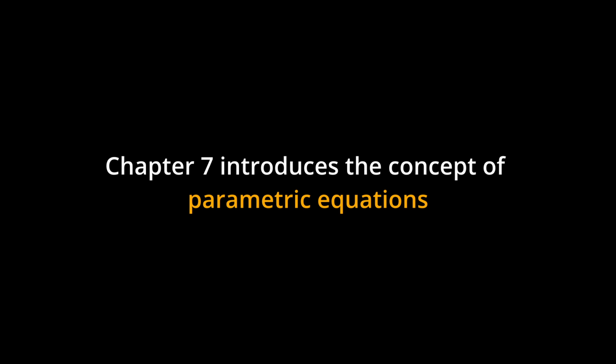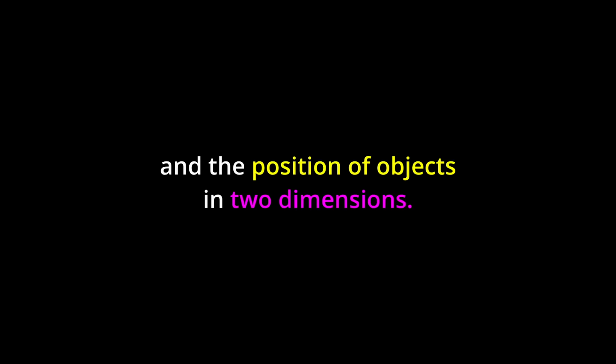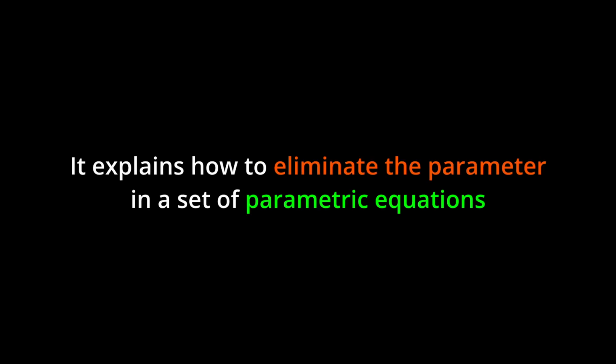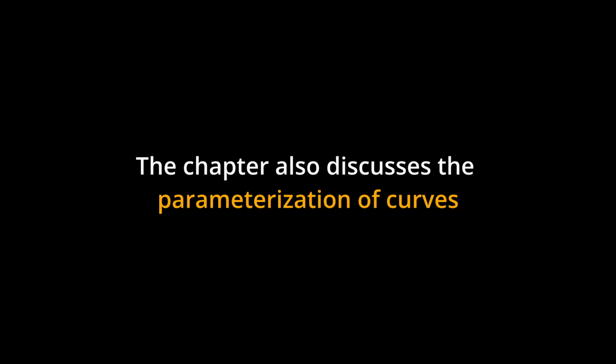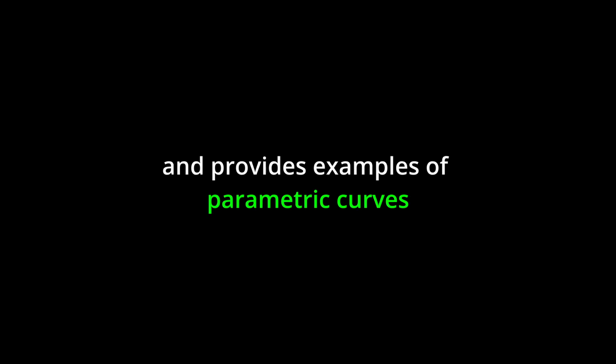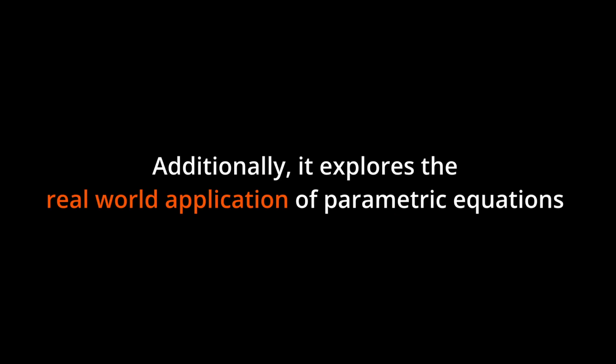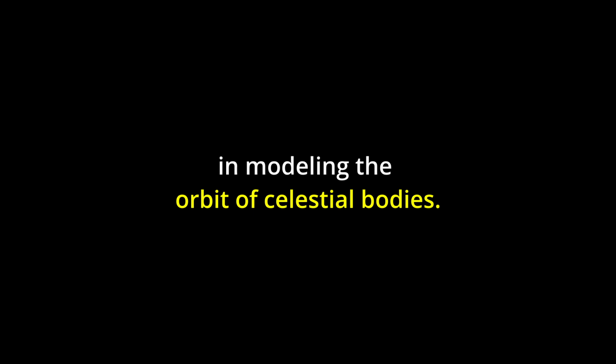Introduction. Chapter 7 introduces the concept of parametric equations and their use in describing curves and the position of objects in two dimensions. It explains how to eliminate the parameter in a set of parametric equations and describes the resulting graph. The chapter also discusses the parameterization of curves and provides examples of parametric curves such as cycloids and hypocycloids. Additionally, it explores the real-world application of parametric equations in modeling the orbit of celestial bodies.